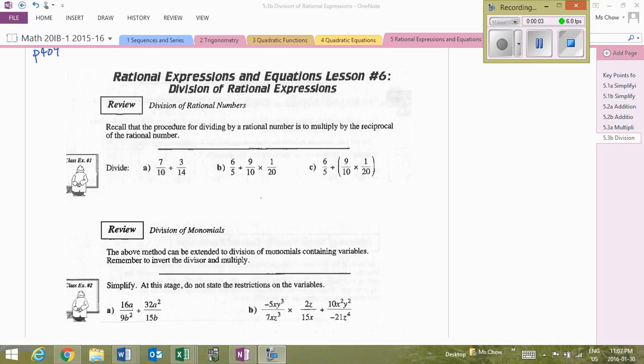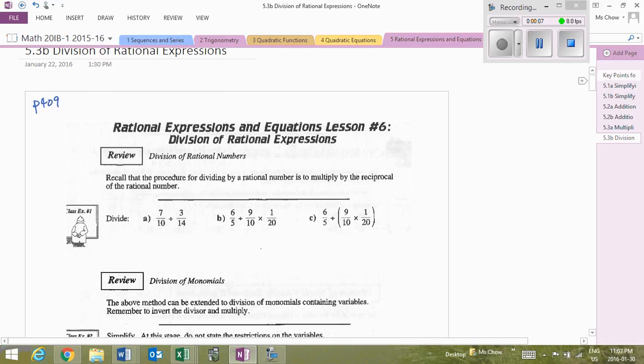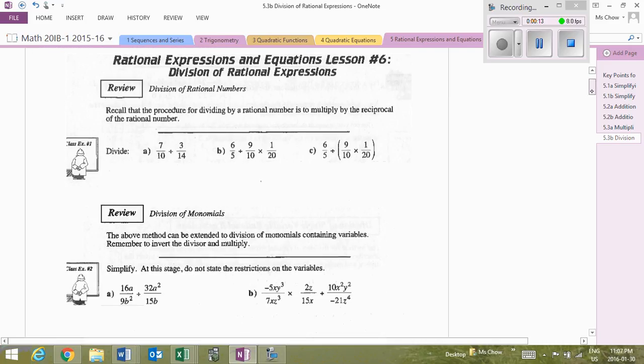So we're on page 409 in your workbook and looking at division of rational expressions. So remember, to divide fractions, what we want to do is multiply by the reciprocal of the divisor. So that's the second term.